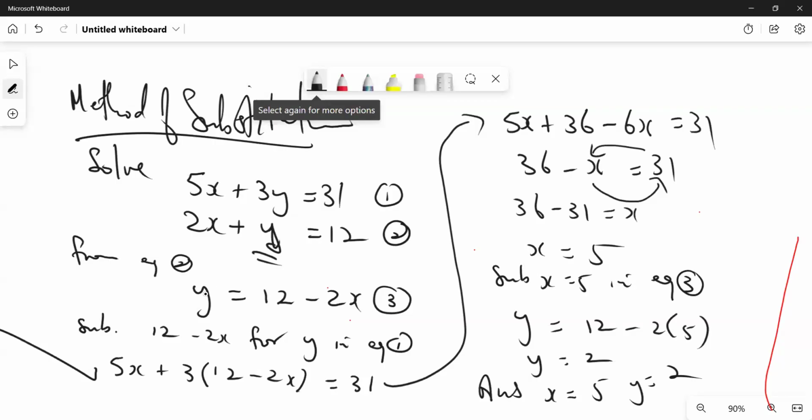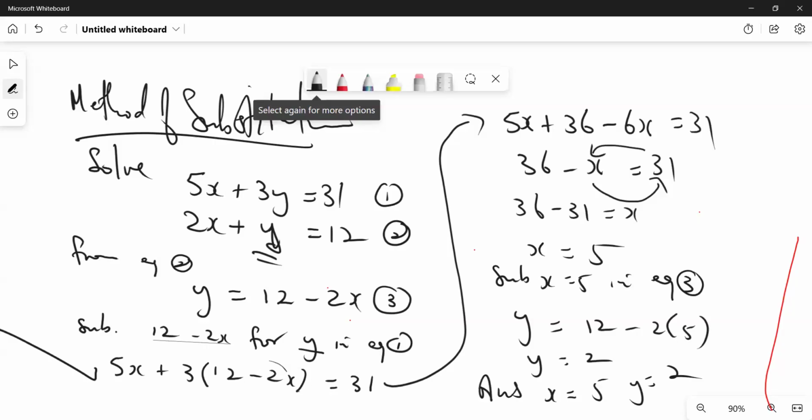Now, remember the y in here and the y there is the same y. They have the same value. So I can now write 12 minus 2x in the place of this y, and that's what I'm doing here. I'm putting 12 minus 2x in the place of y in the second equation. So it'll be 5x plus 3y, and y is now 12 minus 2x, equal 41.